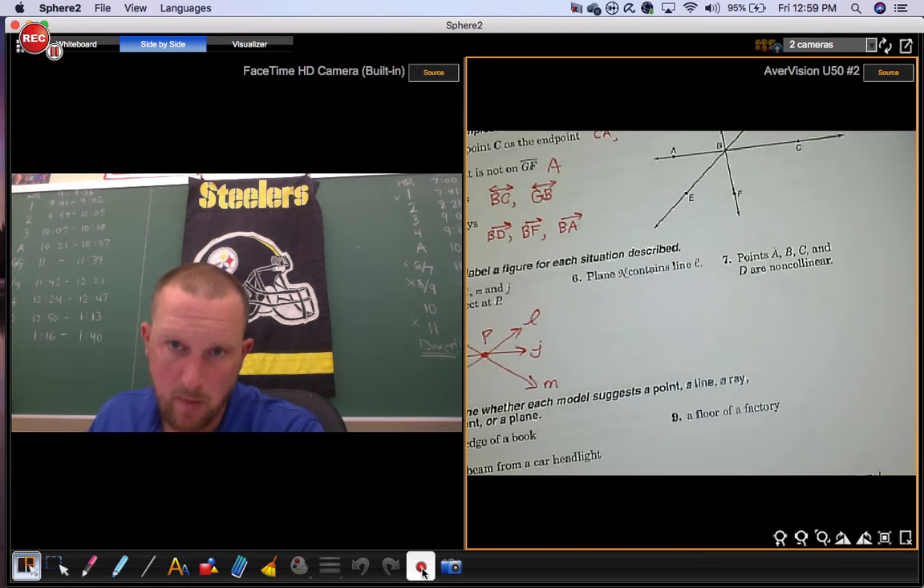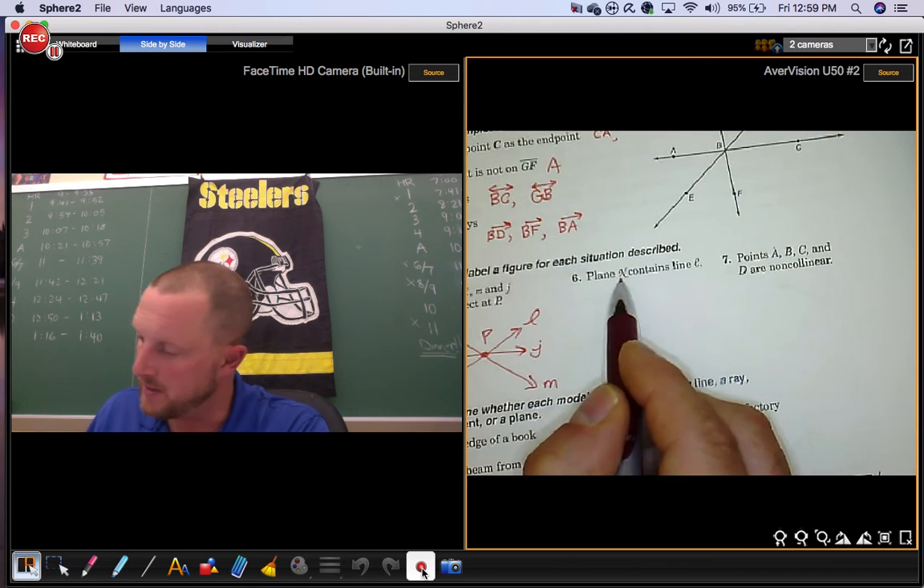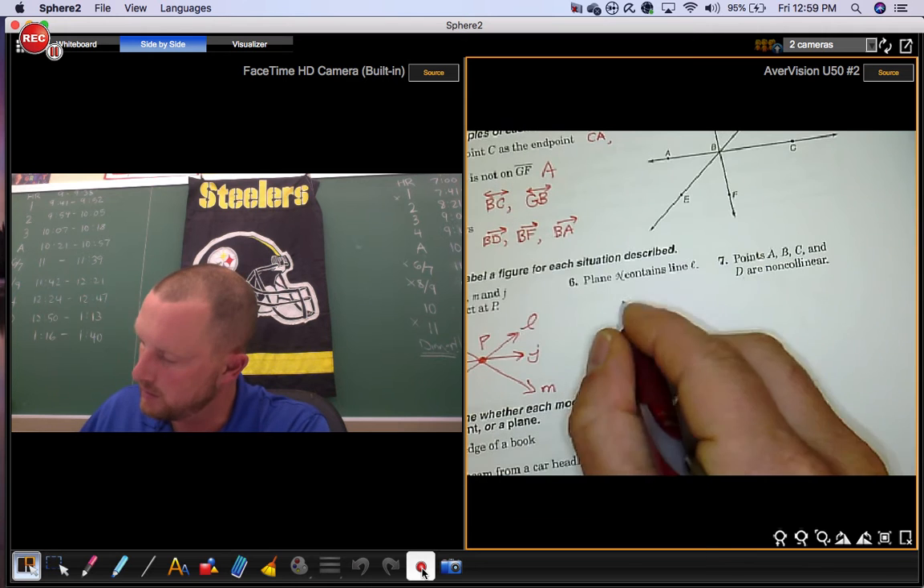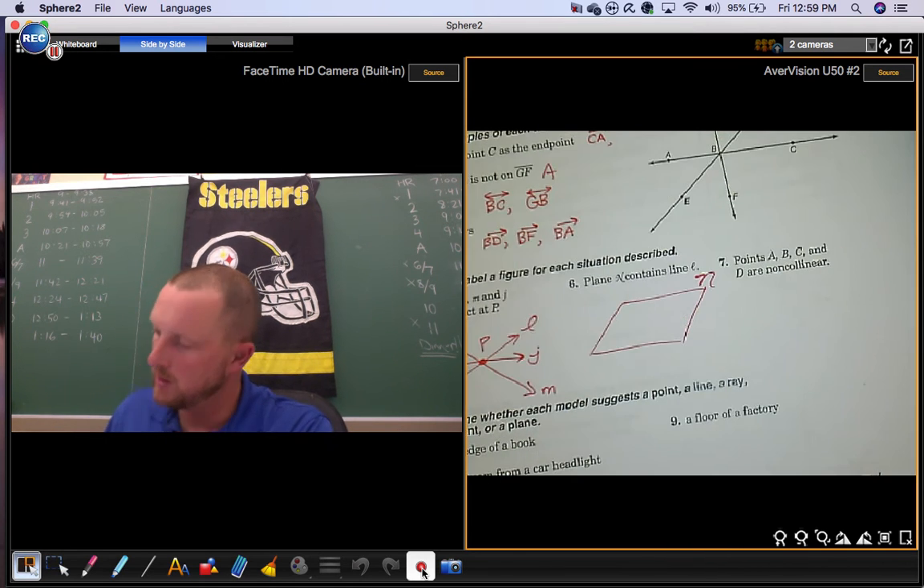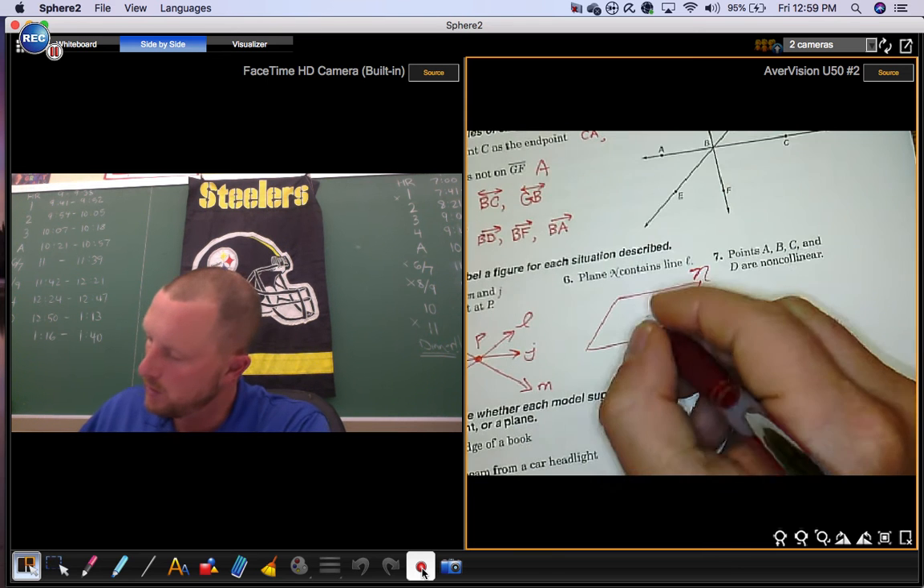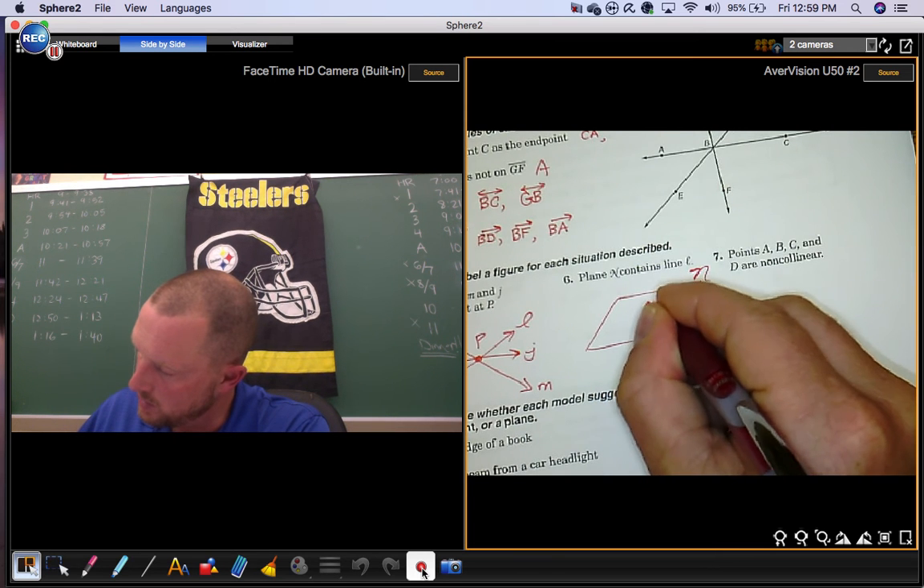Number 6, we need a plane. That's a fancy N. That's the name of the plane. Maybe we'll start with that. It's going to contain line L. So I'm just going to draw my line like that.